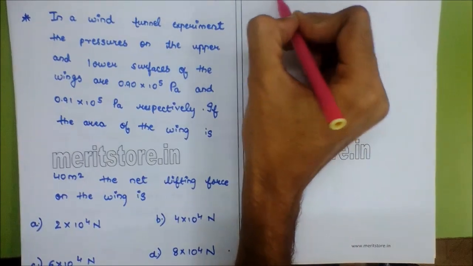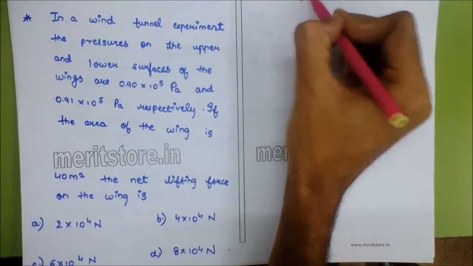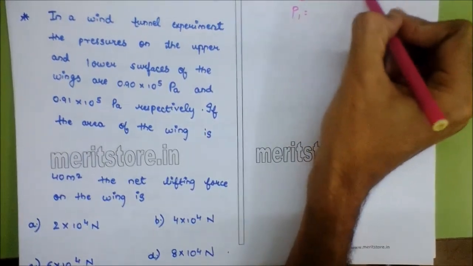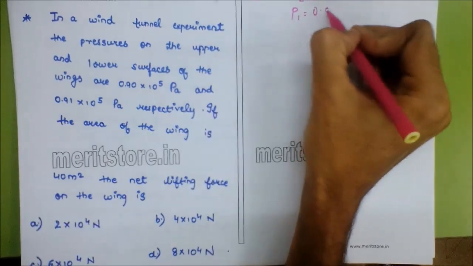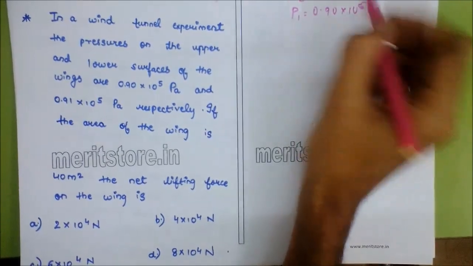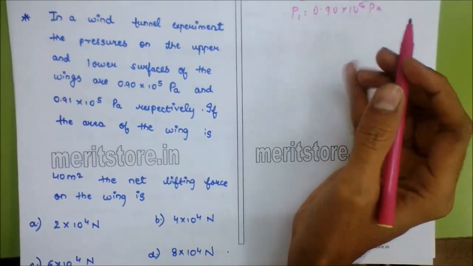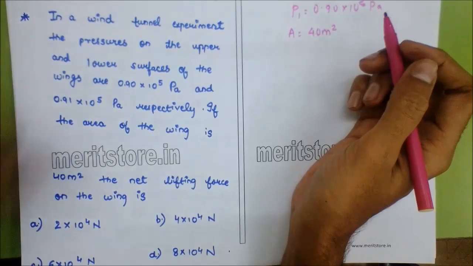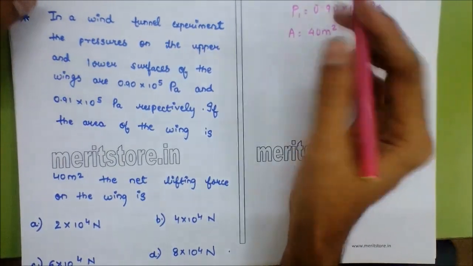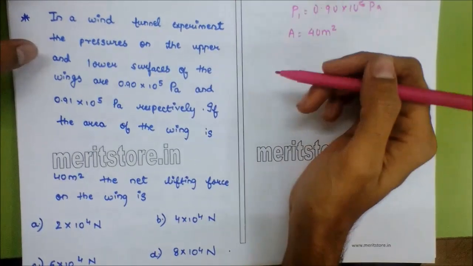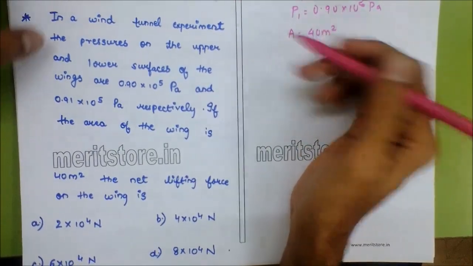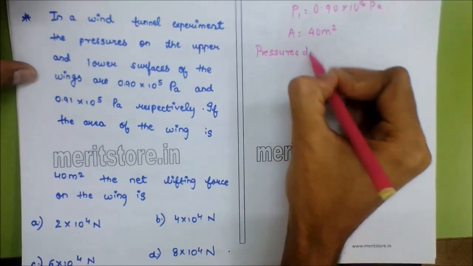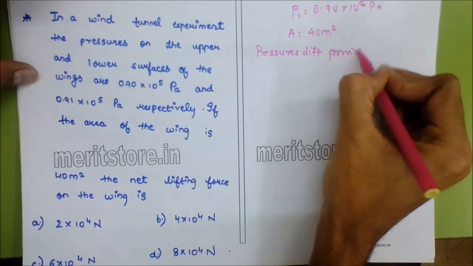Now we will write the given data. Two pressures we have: pressure 2, which is 0.91 into 10 raised to 5 Pascal, and pressure 1, which is 0.90 into 10 raised to 5 Pascal. That is the lower and the upper pressure respectively. And then we have the area, which is 40 meters square. In the wind tunnel experiment, we are given the pressure on the upper and the lower surfaces, so the pressure difference is what provides the lift.